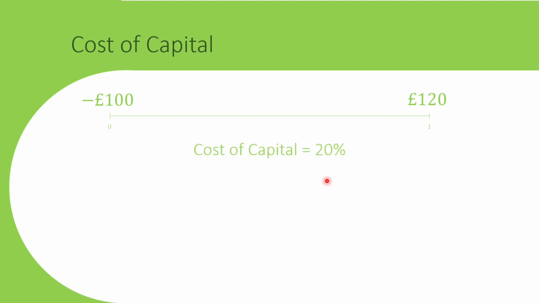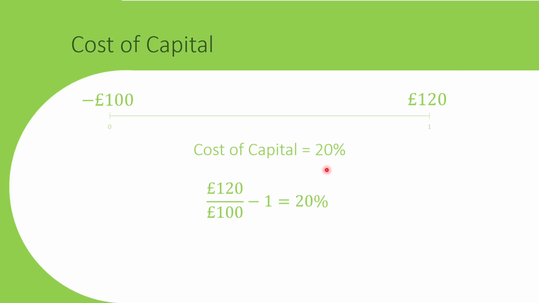Okay. Now here we have another project where we invest 100 and we get 120 in 1 year's time. Again, the cost of capital, the investor requires a 20% return for every £1 that they invest. In this case, the project returns 20%. It gives me 120 for an investment of 100, and that means that my opportunity over here gives me a 20% return.